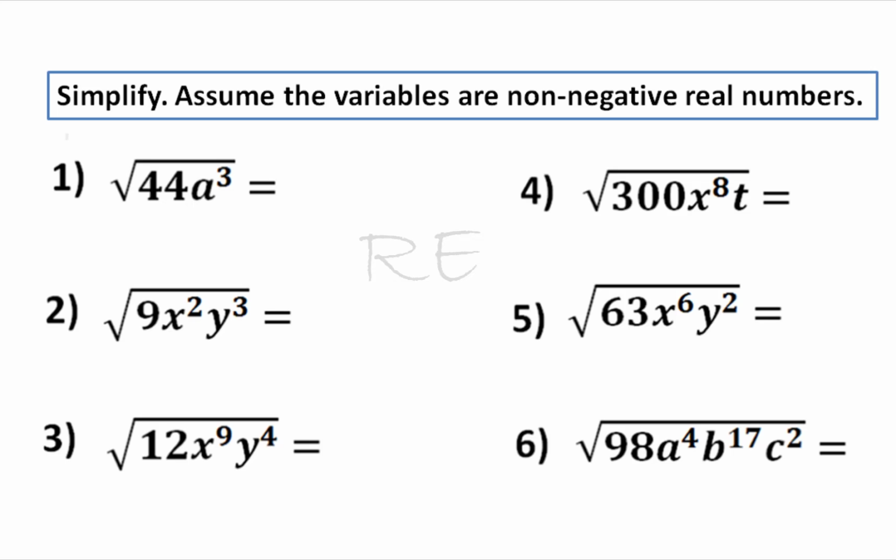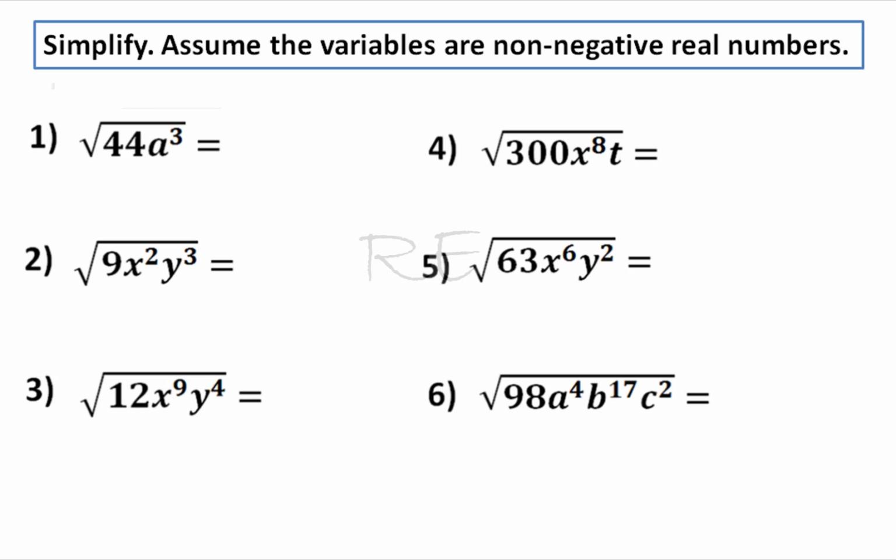Simplify the square root of 44a cubed. 44 is 4, a perfect square, times 11. A cubed is a squared, a perfect square, times a. The square root of 4a squared times the square root of 11a will be 2a square root of 11a.